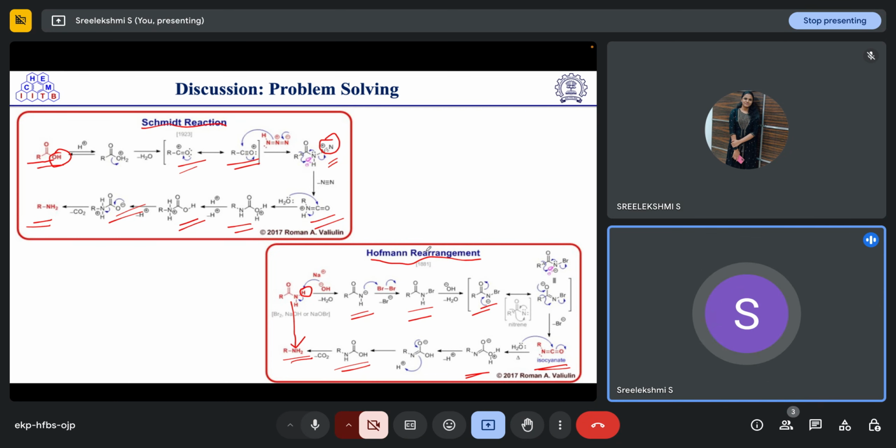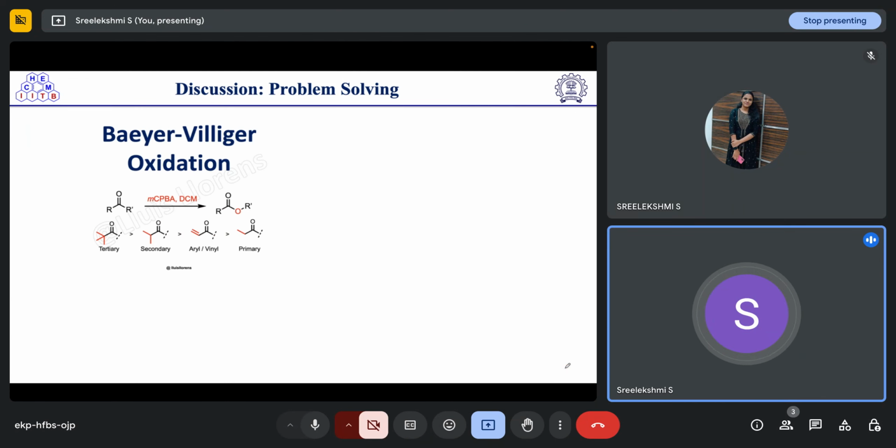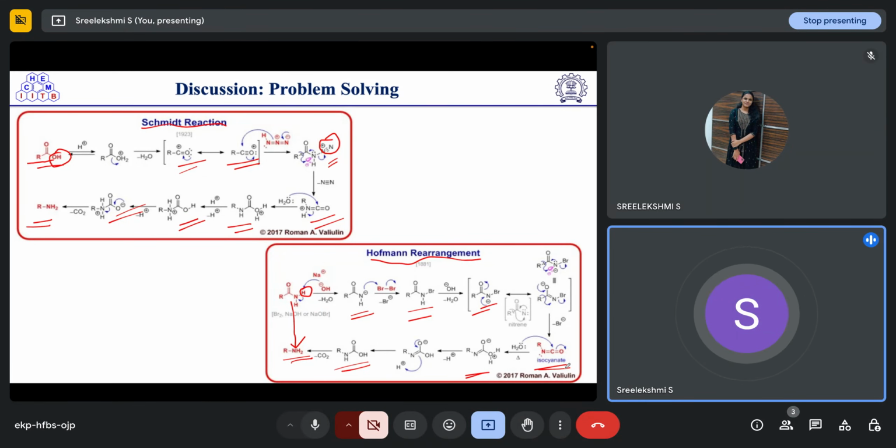So Hofmann rearrangement is amide to amine. Curtius was acid chloride to amine, Schmidt was acid to amine, Hofmann is amide to amine, and the Lossen rearrangement was hydroxylamine kind of compound to amine. So everything is proceeding through the same isocyanate intermediate. So these are the four examples for the reactions involving nitrogen center: Curtius, Lossen, Schmidt, and Hofmann rearrangement.